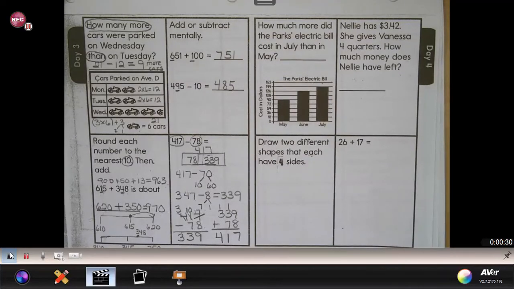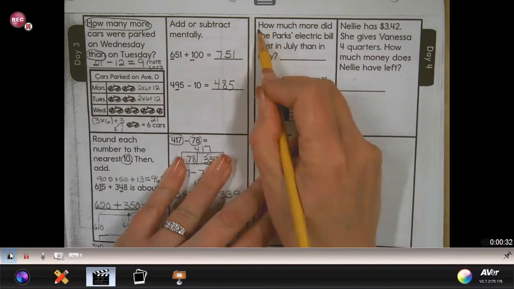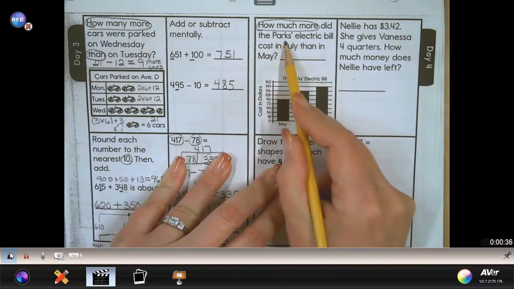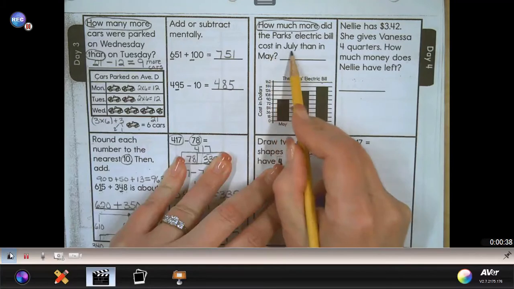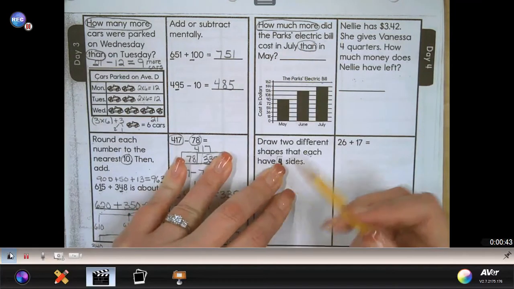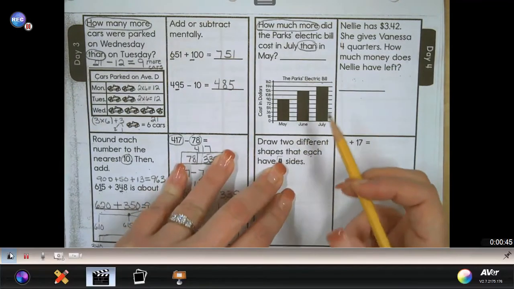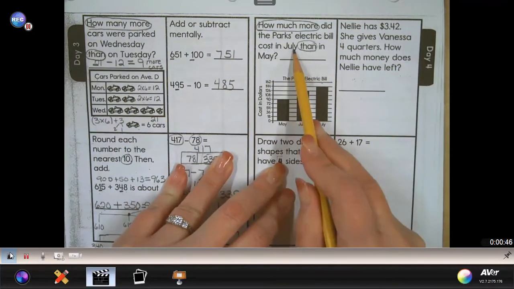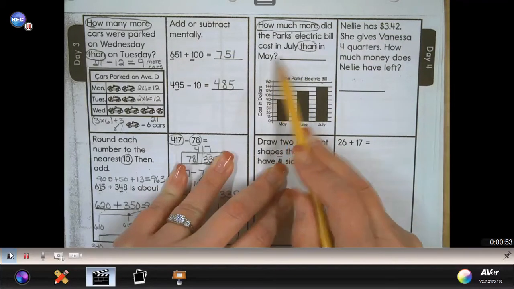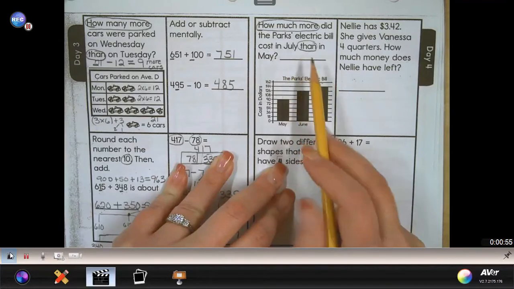It says, how much more did the park's electric bill cost in July than in May? So if you remember, we talked about when we're comparing two amounts and one is more than the other or less than the other, we are using subtraction.